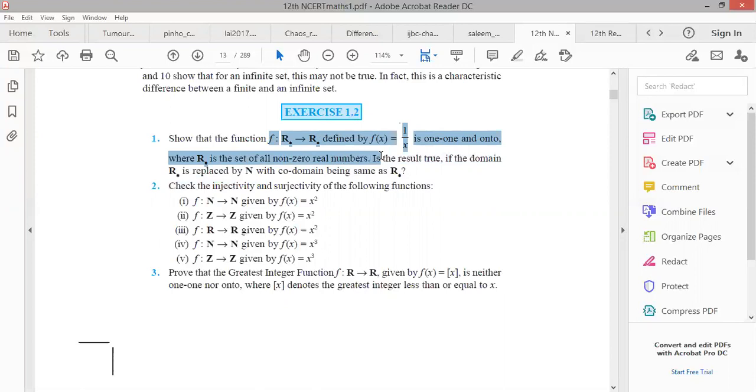The question is further: is the result true if the domain R star is replaced by N, with the codomain being the same as R star? So let's see how to solve this question. We have to check whether this is 1-1 and onto, and after that the domain is changed and the codomain is kept the same.